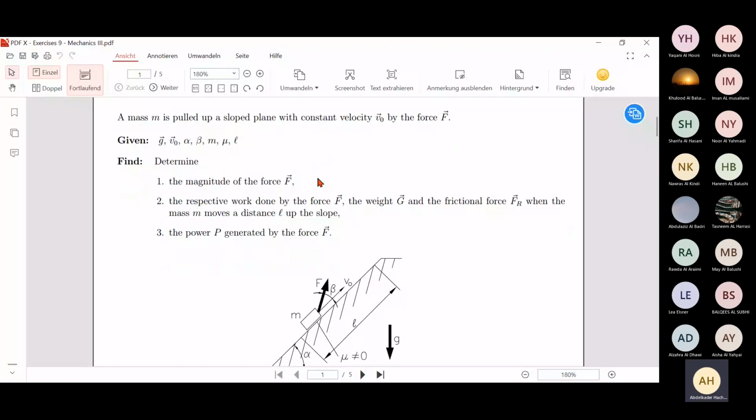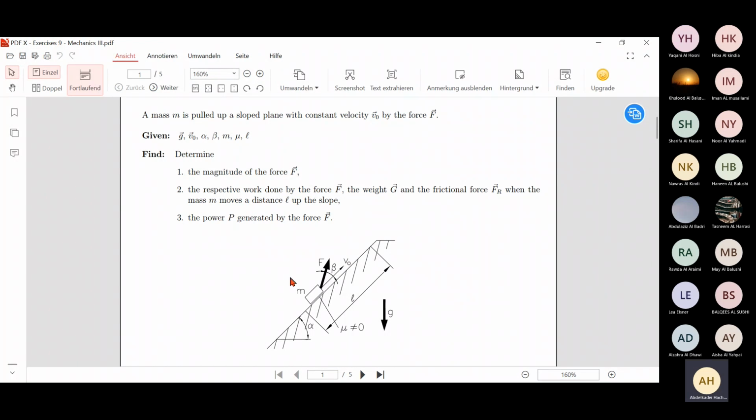Okay, for the first exercise, we have a mass here that is pulled up a sloped plane with a constant velocity V0 by the force F, which is given here with an angle beta, let's say the direction of the motion.